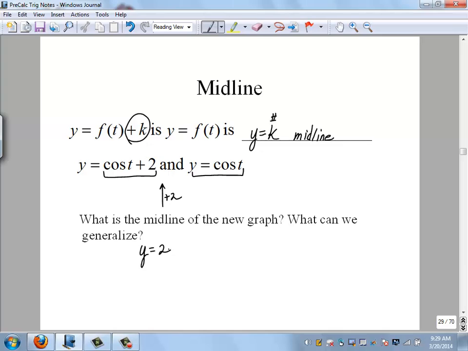Okay? So again, to remind you, if you add or subtract, either plus or minus, that shifts it up or down. It's a vertical shift.